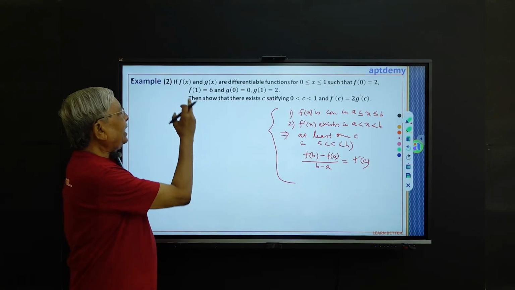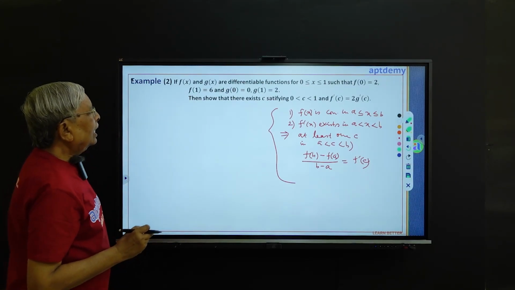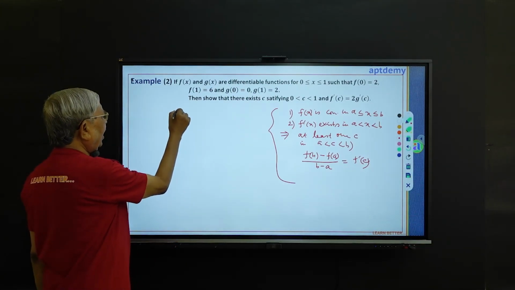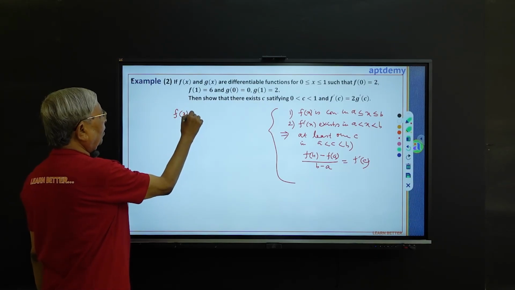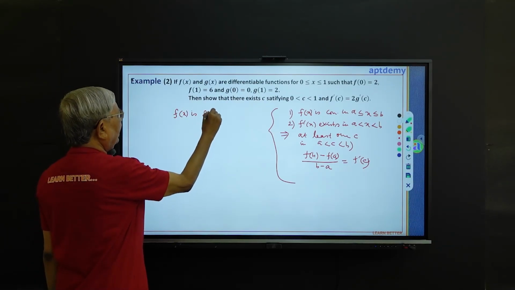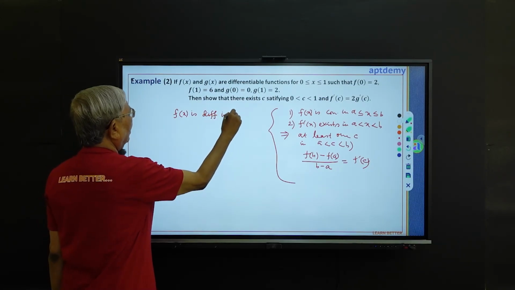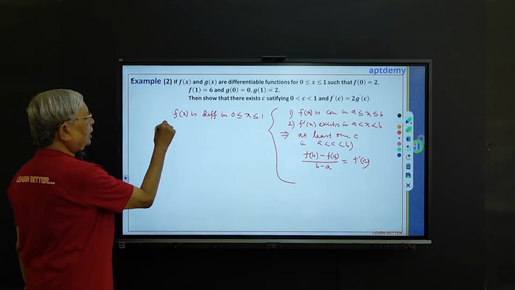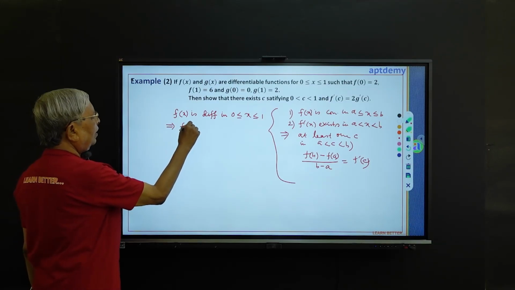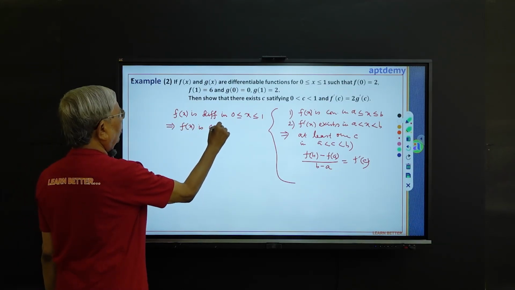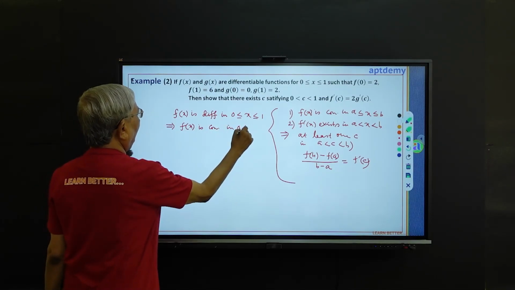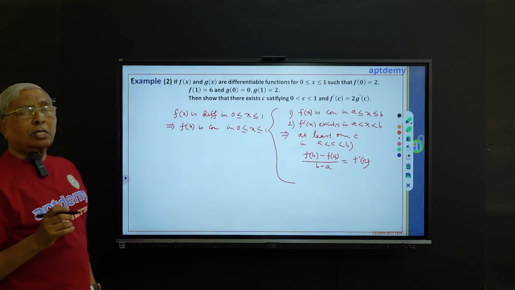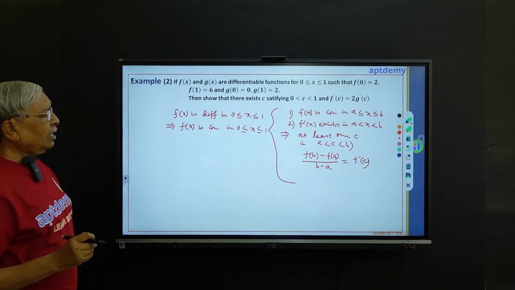If we want to apply the mean value theorem on the function f(x), every differentiable function is continuous. You are given that f(x) is differentiable in this interval. Every differentiable function is always continuous, so this implies f(x) is continuous in the closed interval. So these two conditions are satisfied. Number one, f(x) is continuous in the closed interval. Number two, f dash exists in the open interval.